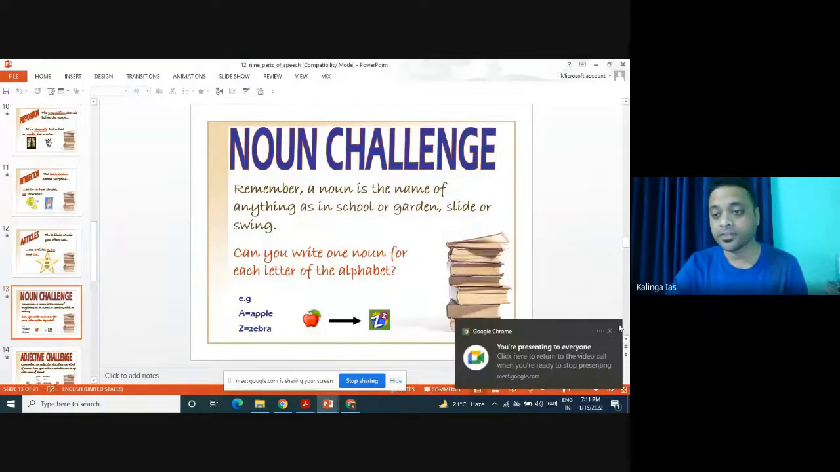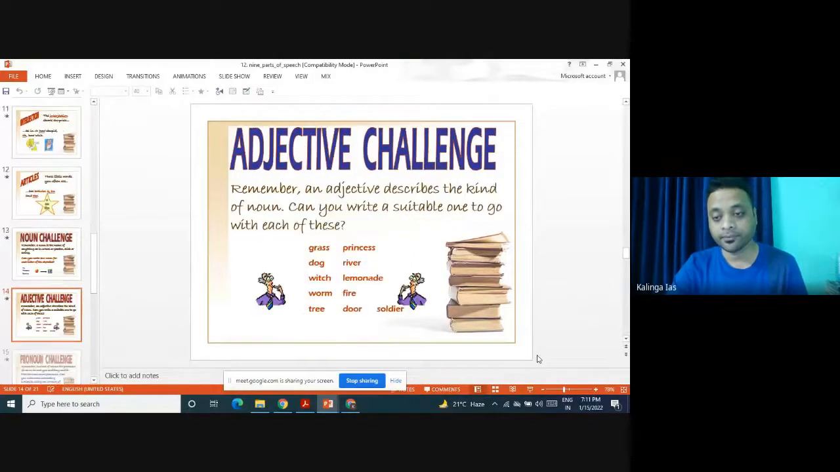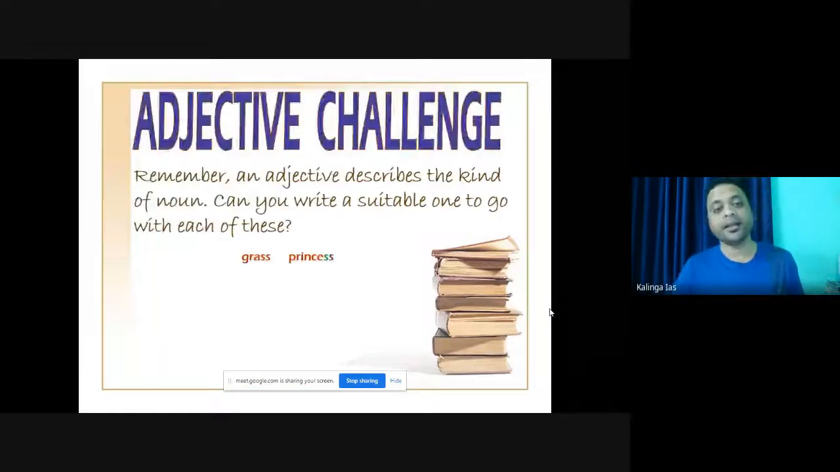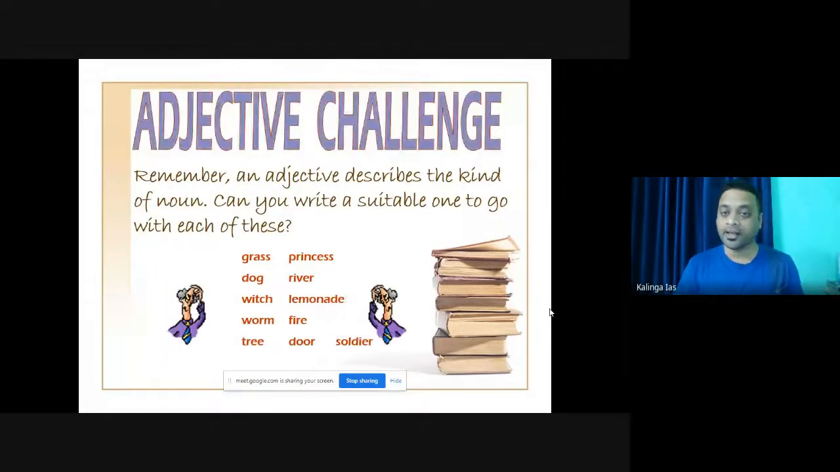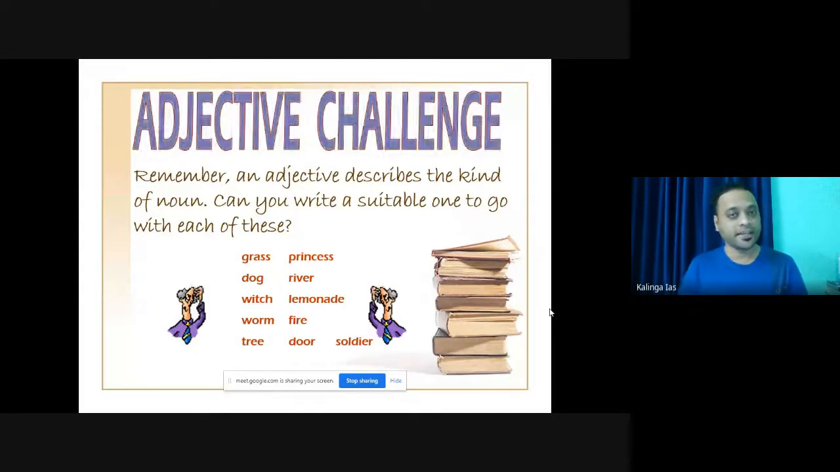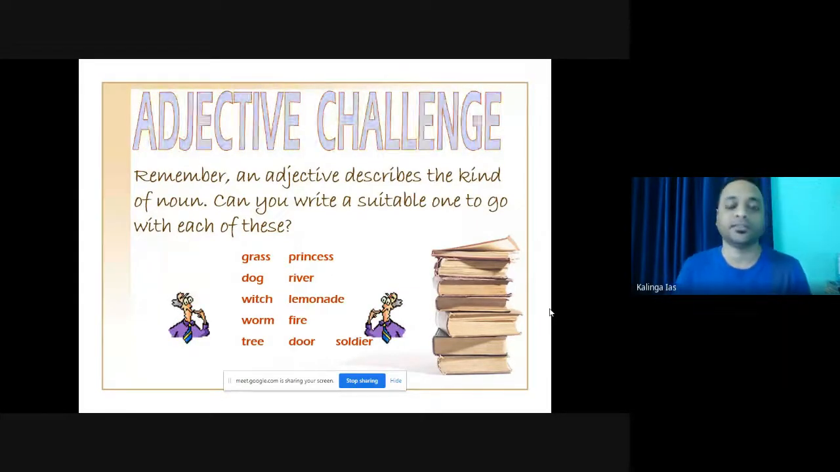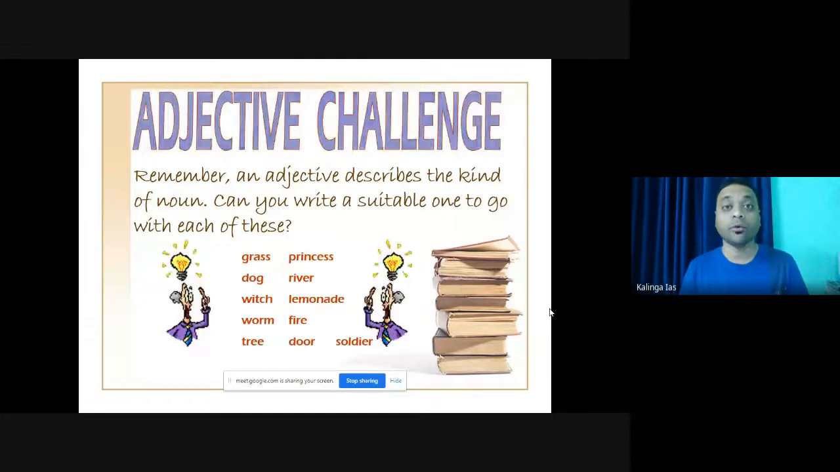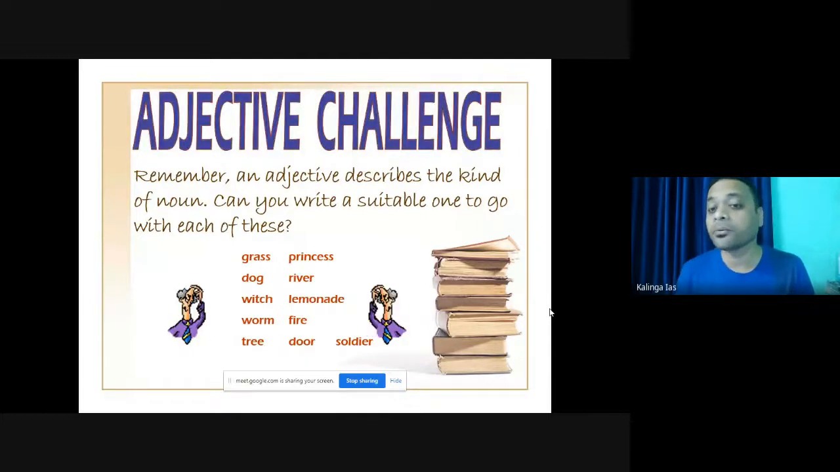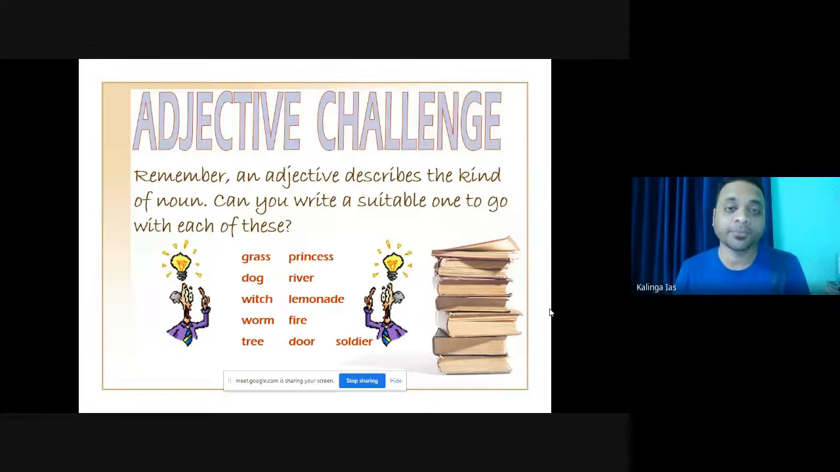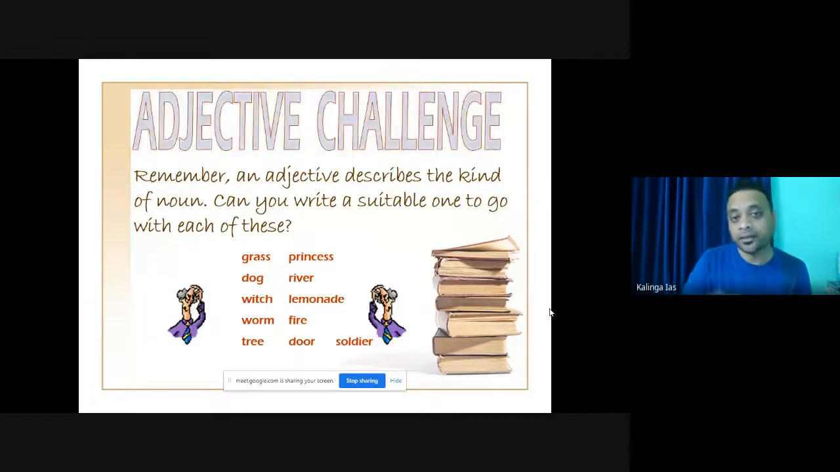The noun challenge we had already done. Next, adjective challenge. So in the adjective challenge, let me remind you, adjectives are describing words. They add value to nouns. Now, on your slide, you have many nouns, like grass, dog, witch, worm, all those. Now, what we are going to do is supply some adjectives describing these given nouns.